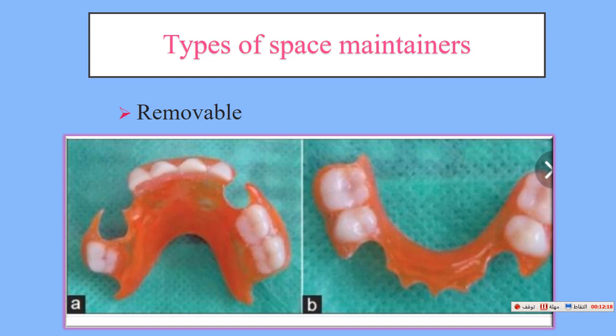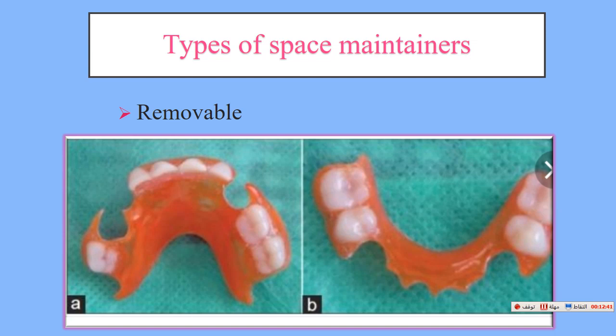Also can be worn by the patient part-time, not full time. This also allows for free blood circulation. Can be made aesthetically desirable. Also stimulation of the permanent teeth eruption. Keep the tongue in its position. This is the advantage of the removable space maintainer.